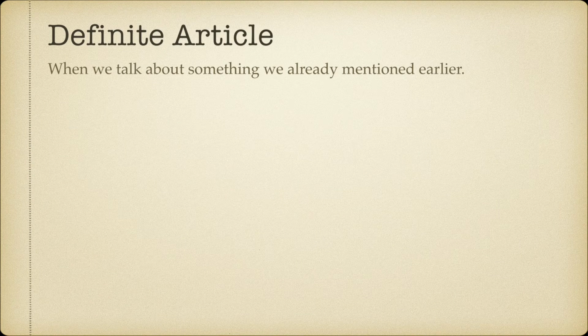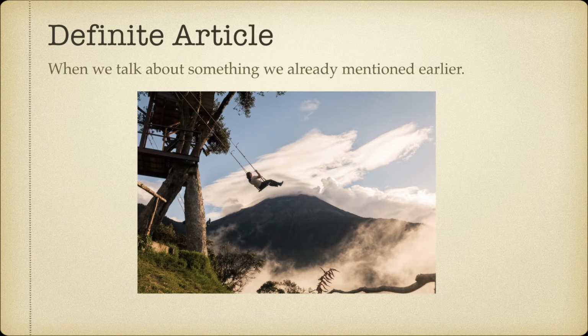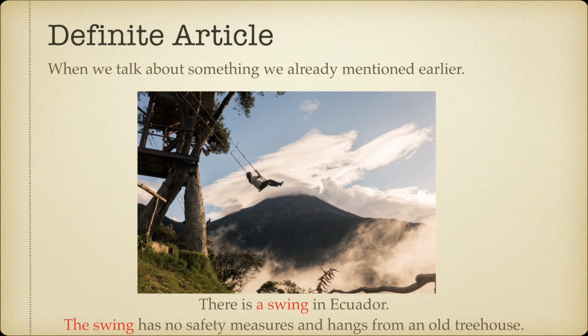We use the definite article when we talk about something we mentioned earlier. There is a swing in Ecuador. The swing has no safety measures and hangs from an old tree house. So if you ever try this swing, make sure you hold on tight. The first time we talked about the swing, we used an indefinite article. But the second time we talked about it, we used the definite article.